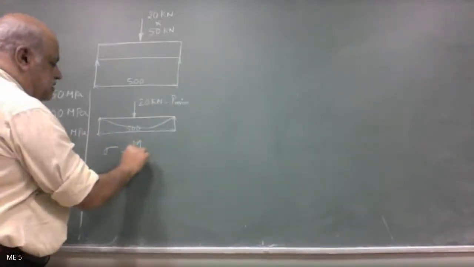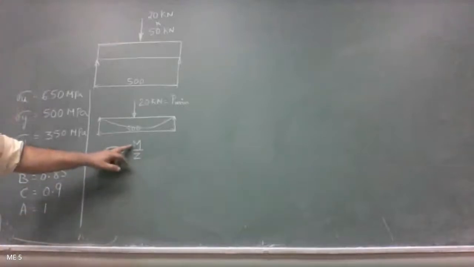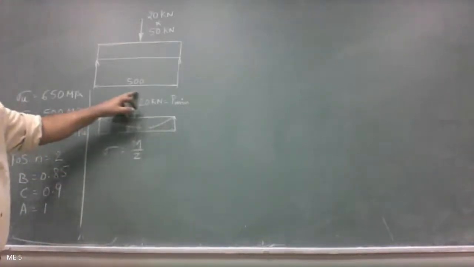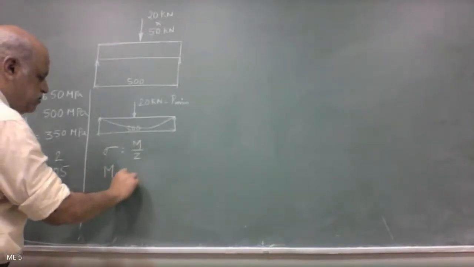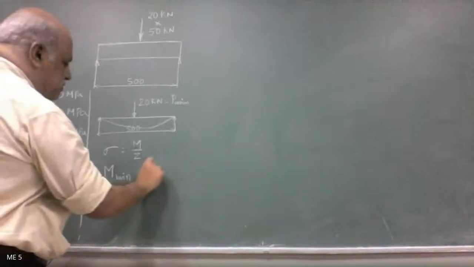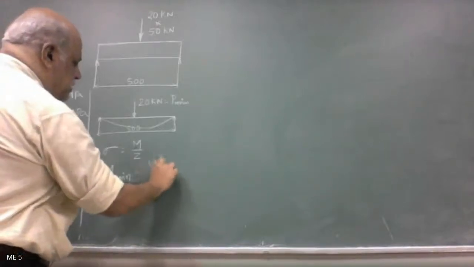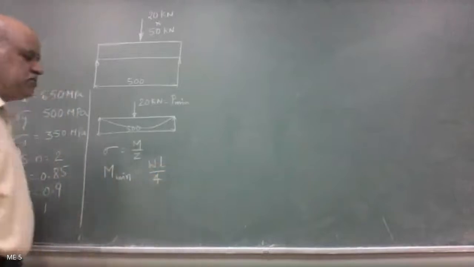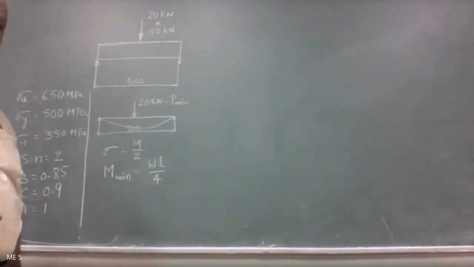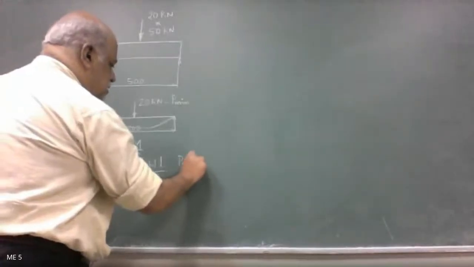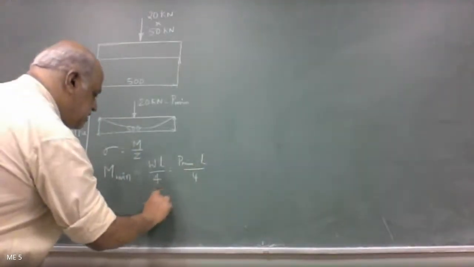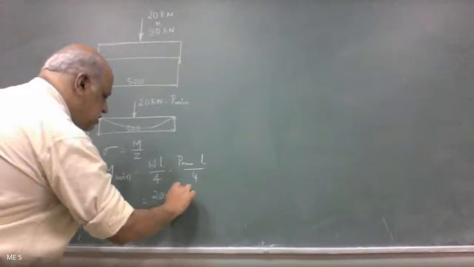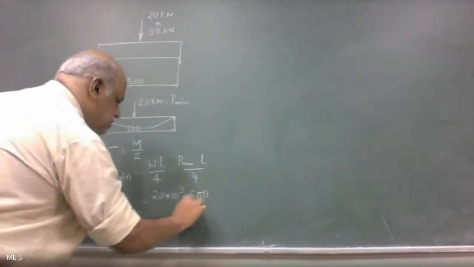Bending stress is given by M by Z. Now we need to find the bending moment for a simply supported beam with central point load. The bending moment minimum is given by WL by 4. Can you remember this? We have solved several problems based on this earlier. So that is P minimum into L divided by 4. So P minimum is 20 into 10 power 3, into length 500, divided by 4.